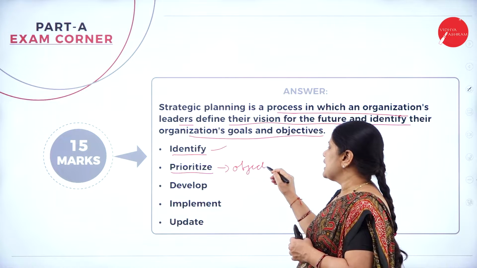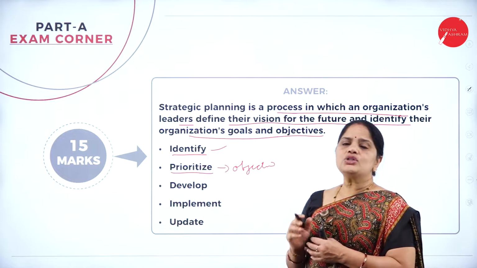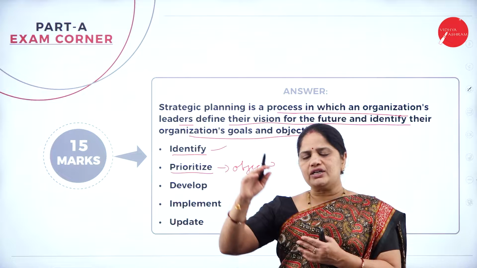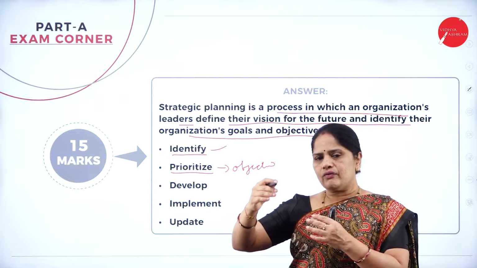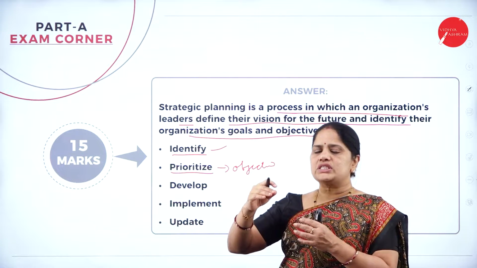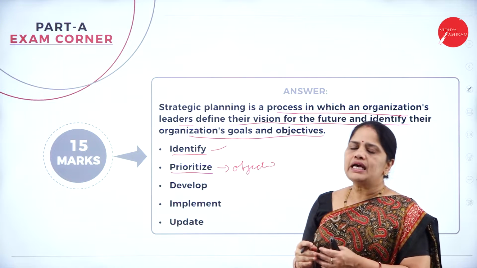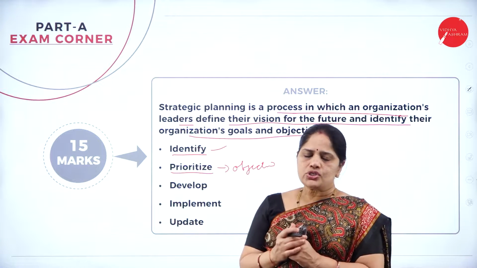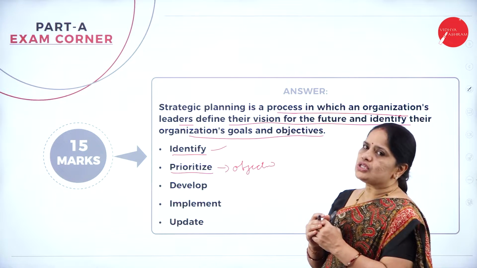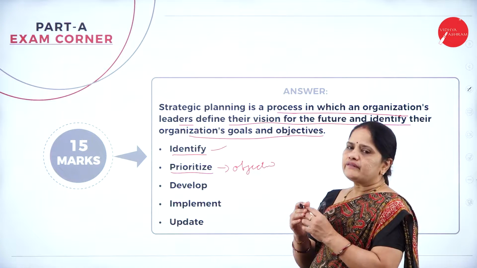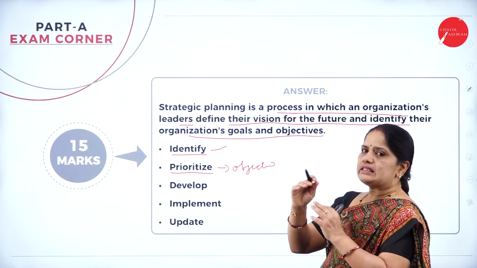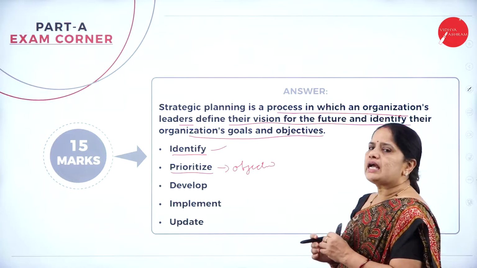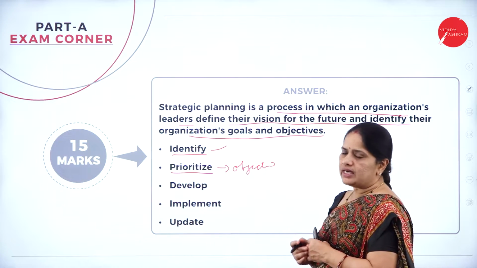How do we prioritize the objectives? What are those objectives which should be given top priority? Then comes all those objectives which are not so very important, and later on comes those objectives which are least important. So, we have to prioritize the objectives in such a way that first things come first, and then come the less important ones, and then the least important ones.